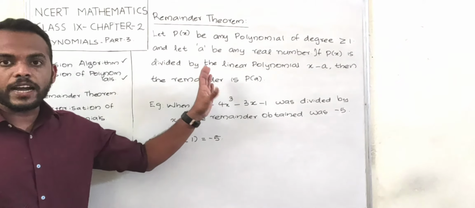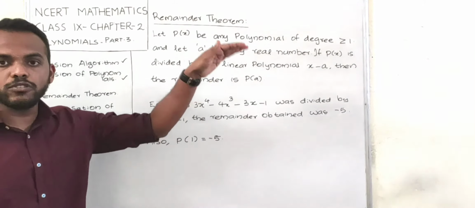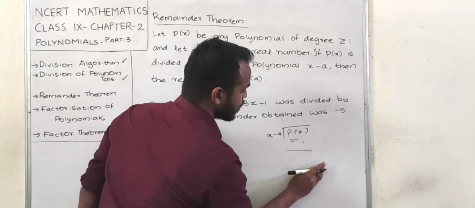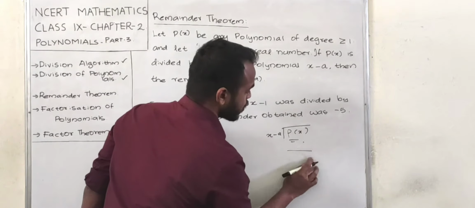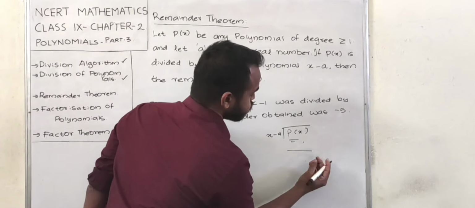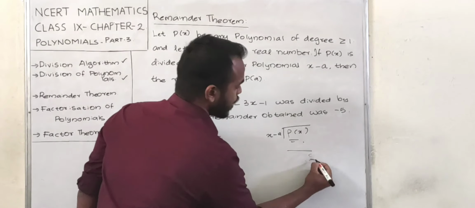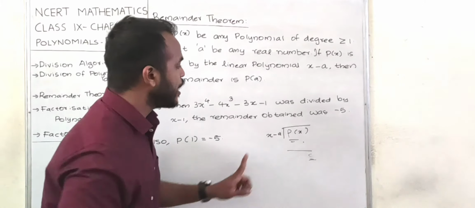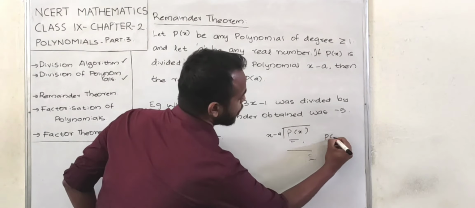Instead of using the division process, if we divide P of x by another polynomial x minus a, we will get a remainder, right? Say we get some remainder c. That same value will be obtained if you find the value of P of a.